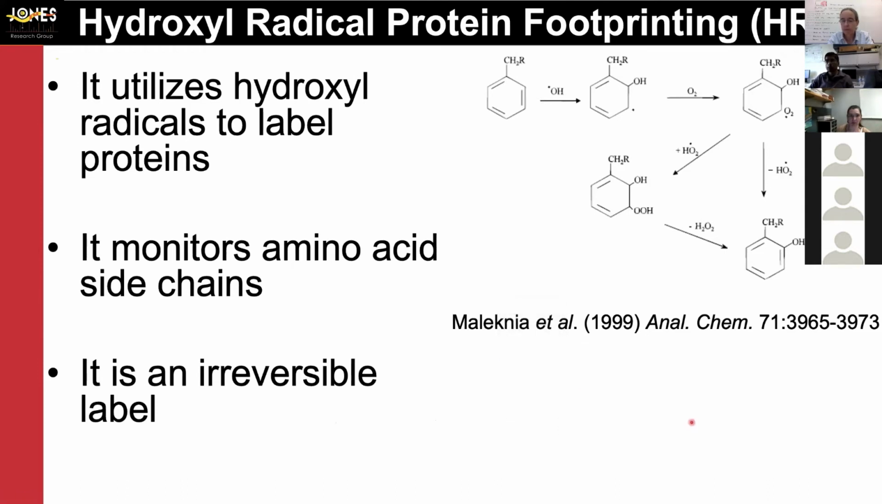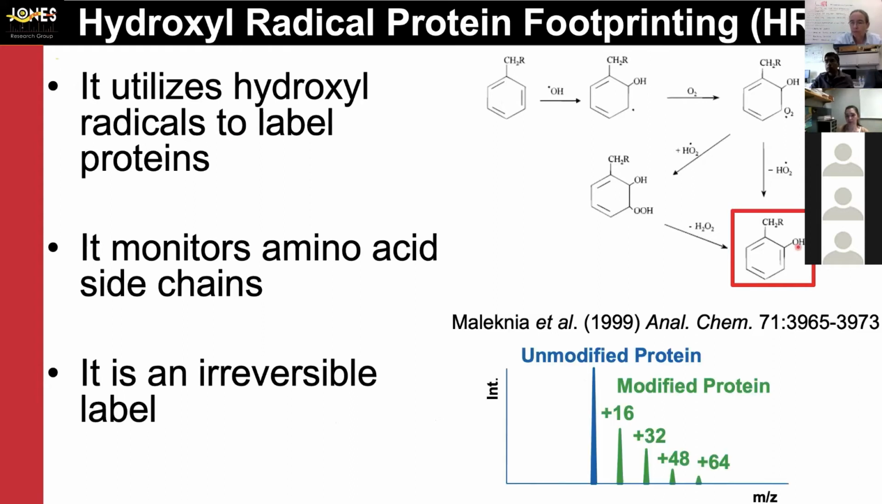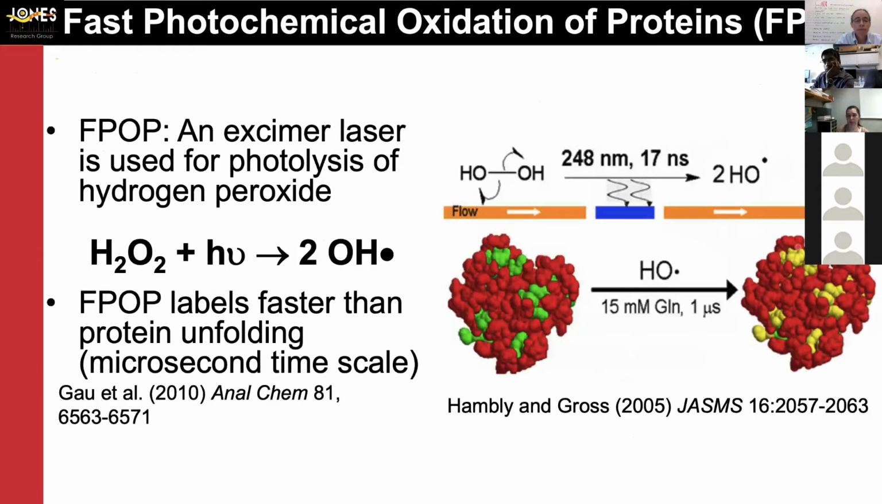I'm not going to go into it in too much detail, but here hydroxyl radicals modify the side chains of amino acids, and so you do end up with an oxygen on your side chain. When you do mass spec analysis, you will see modifications of +16, although that's not all you will see. There are multiple ways to generate hydroxyl radicals. In my lab, we use fast photochemical oxidation of proteins, or FPOP. From here on out, I will call it FPOP. FPOP was developed in the lab of Michael Gross at Washington University in St.